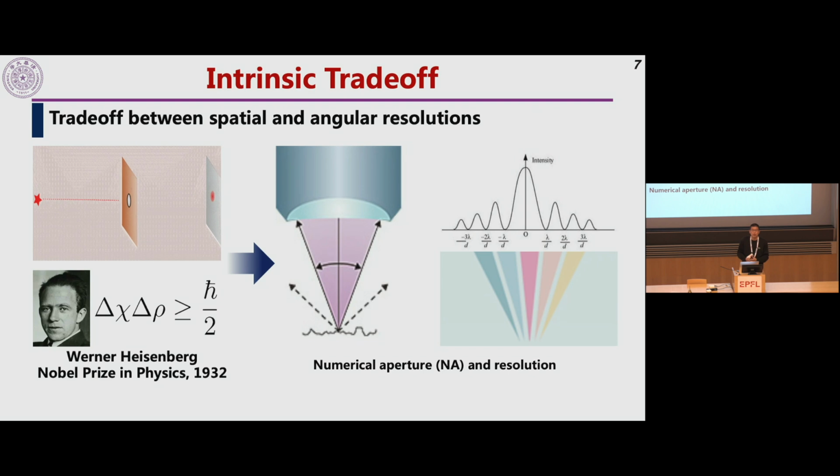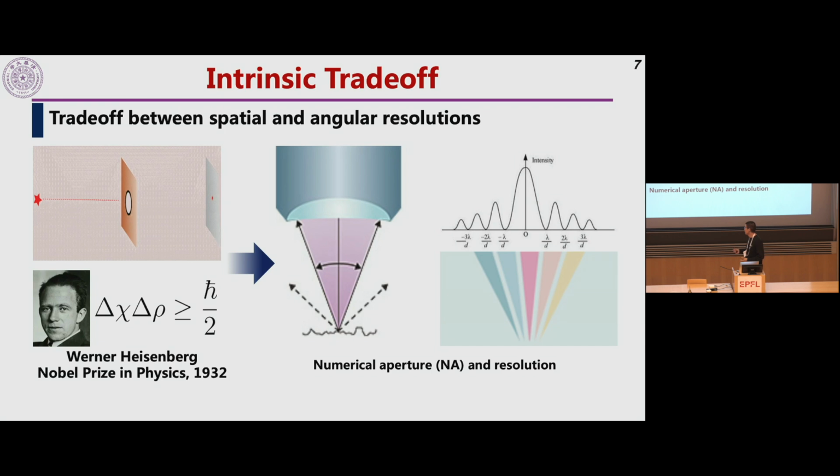We found there's a fundamental trade-off in live-view microimaging. It's not only limited by the total pixel number, it's also limited by the uncertainty principle, or what we call the diffraction limit. It means that if you want to achieve very high spatial resolution, you will lose precision in the localization of the angular momentum.